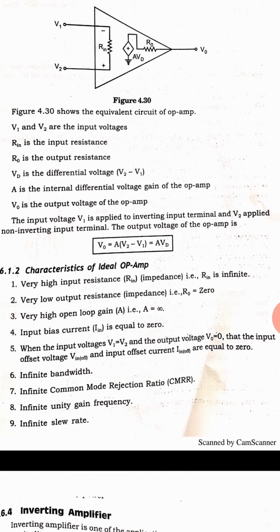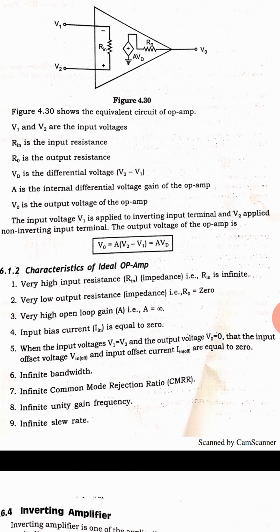We also have to understand the characteristics of the ideal amplifier. They will ask it for 2 marks: what are the main ideal characteristics of an op-amp? It has a very high input resistance, around infinity, and a low output resistance, nearly equal to 0. In a bipolar junction transistor the input resistance is low and the output resistance is high, so here it is the reverse.